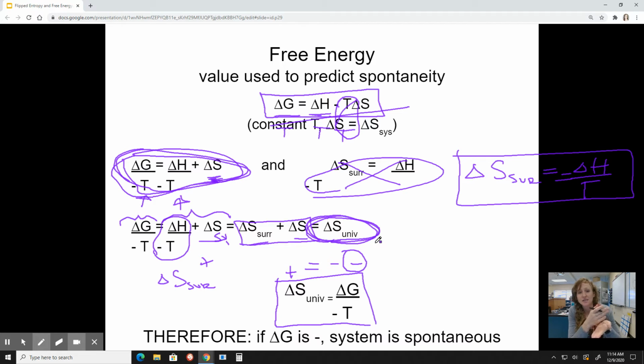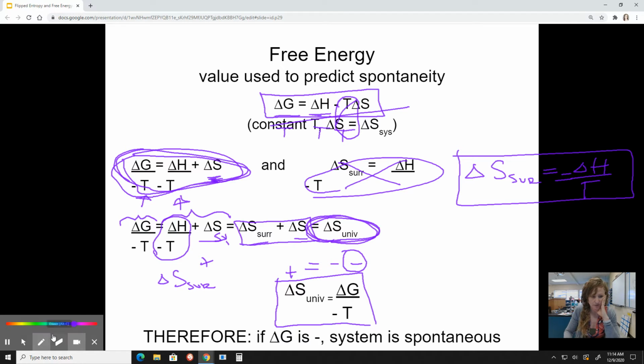So if delta S of the universe is positive for a spontaneous system, that means delta G, or free energy, must be negative for a spontaneous system. So it's a little bit confusing because one is positive and one is negative for a spontaneous system, right? But this is why: the equation that relates the two has a negative in it. So they couldn't be the same sign.